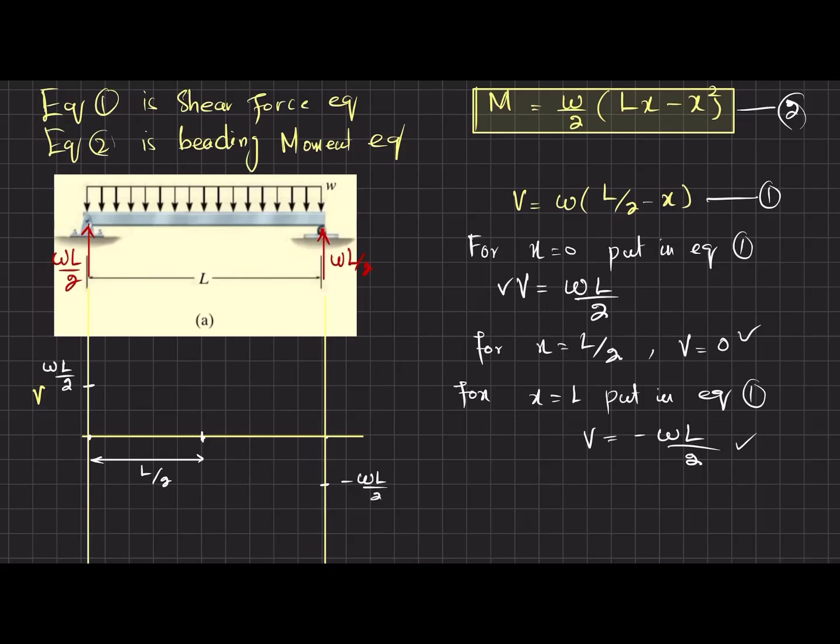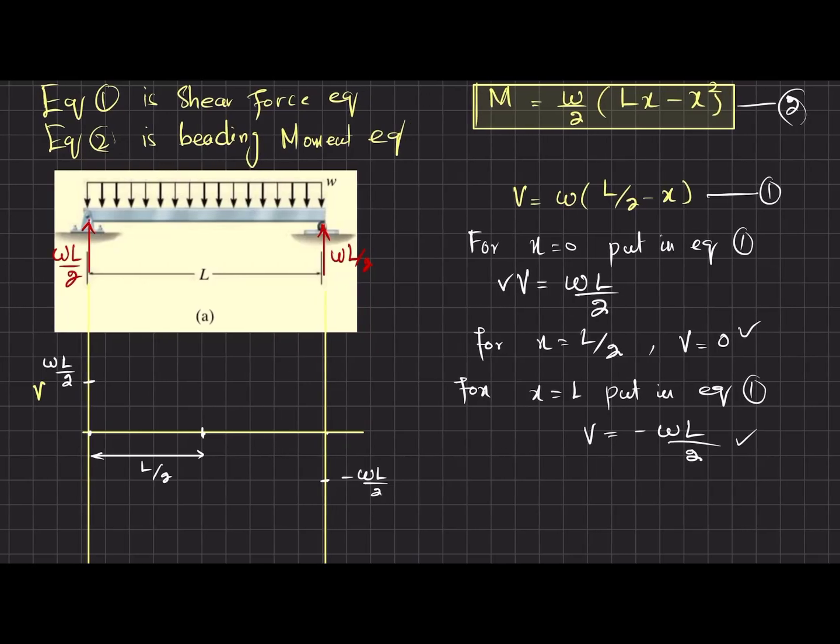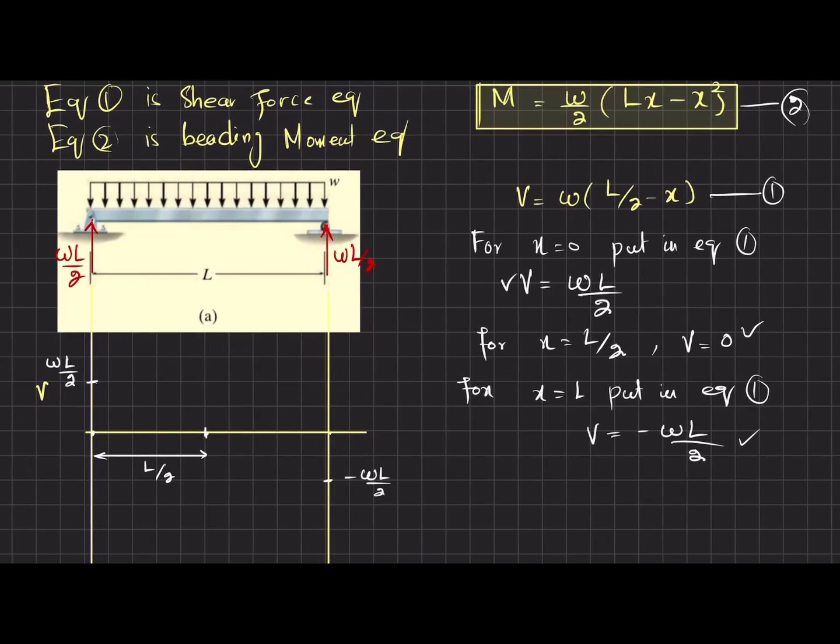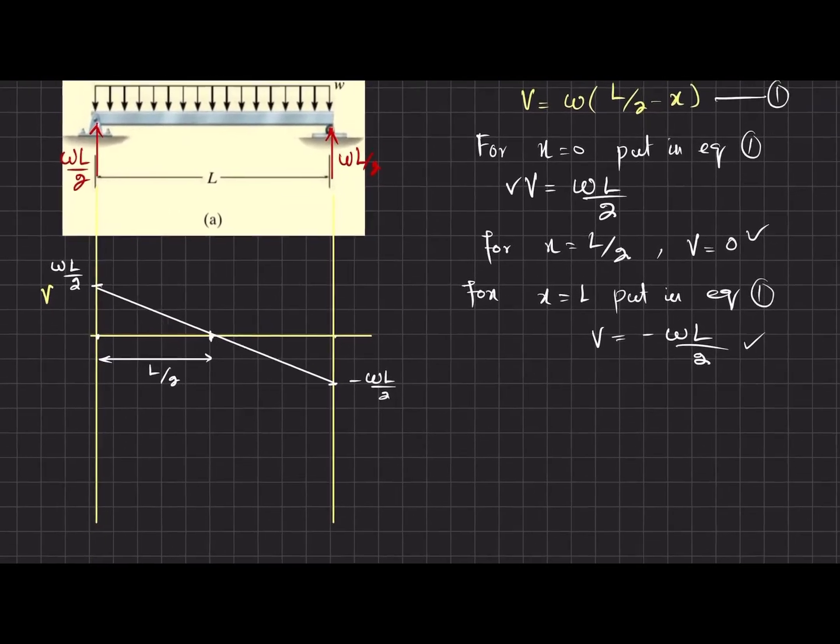Now you can see that this load is a uniformly distributed load, so the shear force will be a first degree line, a straight line with the slope decreasing. So you can join these 3 points by using a straight line. So this will be your shear force diagram.